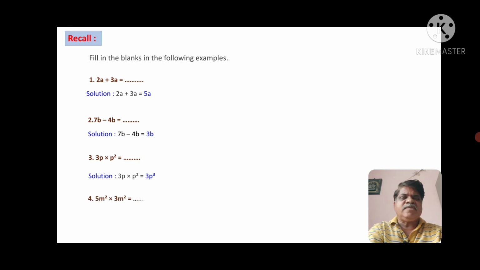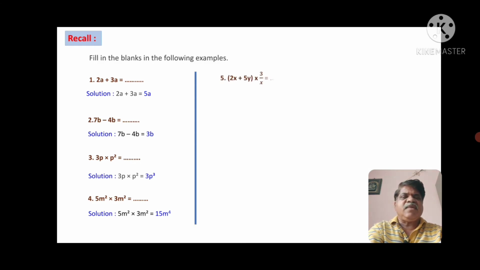Fourth one, 5m square into 3m square. Here again we have to use the same laws of indices, that is a raised to m into a raised to n will be equal to a raised to m plus n. And the product of the coefficients 5 and 3, that we have to consider. Here the product of 5 into 3 will be 15, and m raised to 2 plus 2 is m raised to 4. So the answer for this product will be 15m raised to 4.